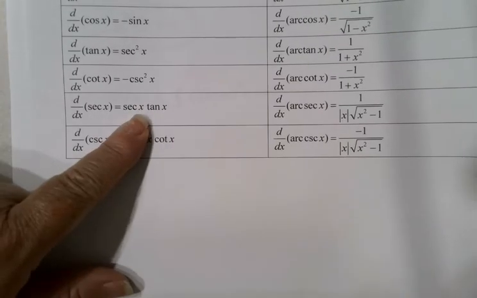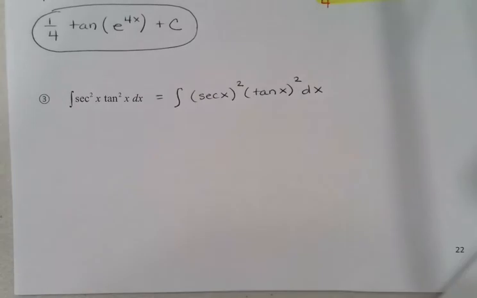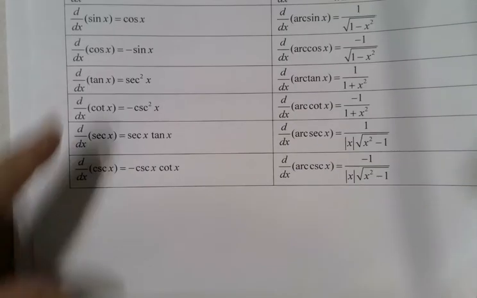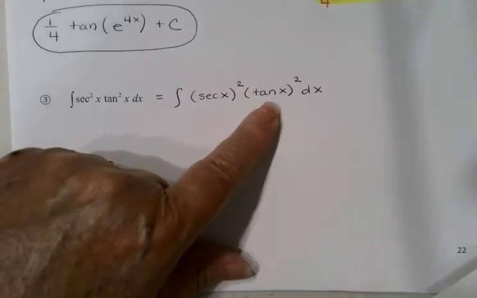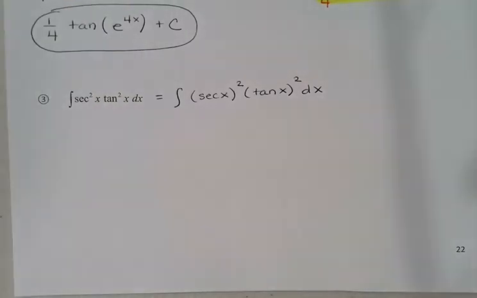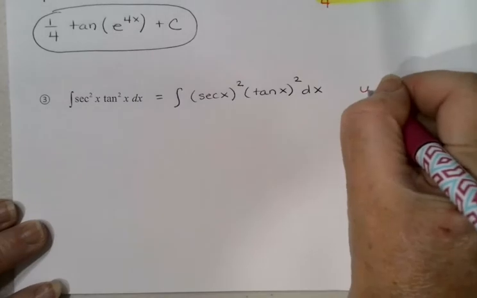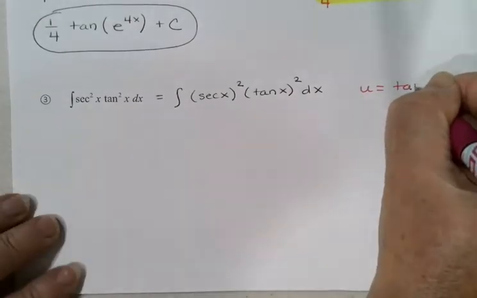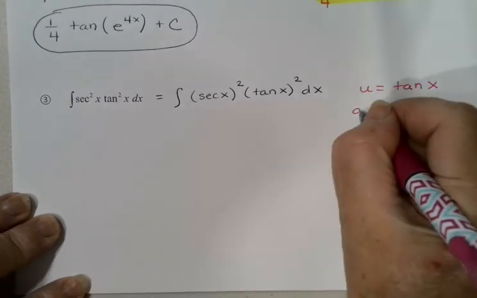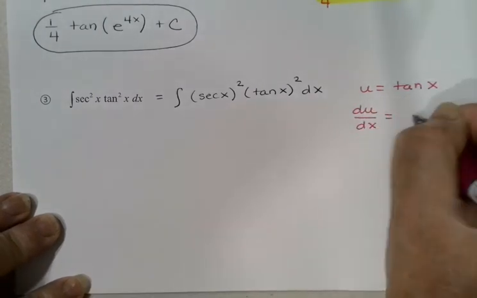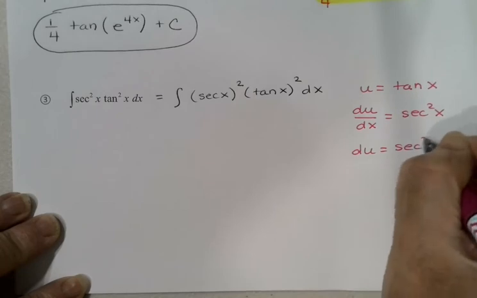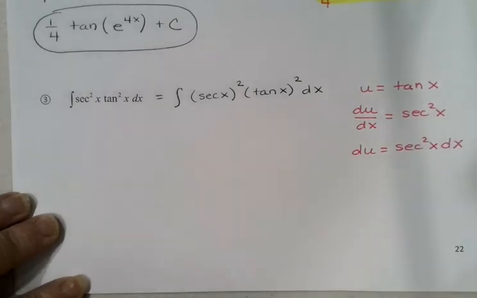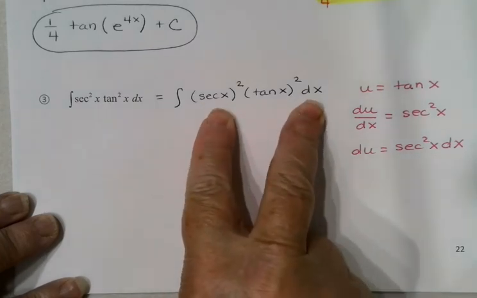What's the derivative of secant x? Secant x tangent x. Maybe not so helpful. What's the derivative of tangent x? Secant squared x. That's sitting right there. So I think tangent x is going to be the better choice here for u. So we'll let u be this inner function, tangent x. That way du dx is secant squared x, and du is secant squared x dx. That's perfect since I happen to have that sitting right there.